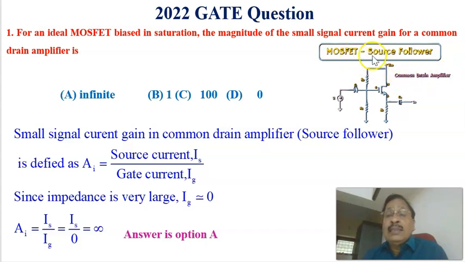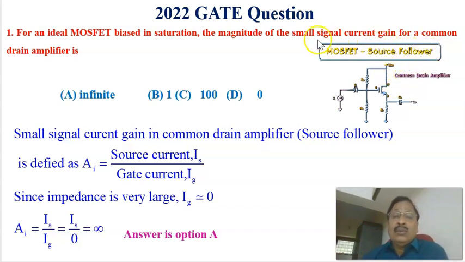Another name for it is source follower, because the voltage gain of this amplifier is near unity, meaning that the source is following the input. The gain is unity, as well as the phase shift is equal to 0. That is why the source voltage is almost the same as, or following, the input voltage. That is why it is called a source follower. Therefore, this is a common drain amplifier or source follower.